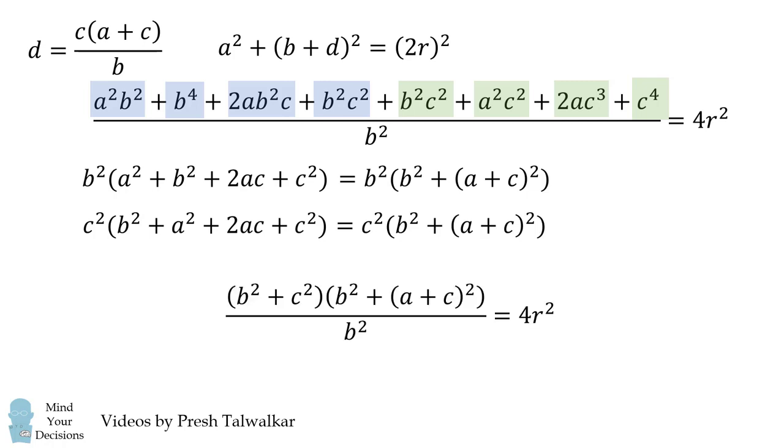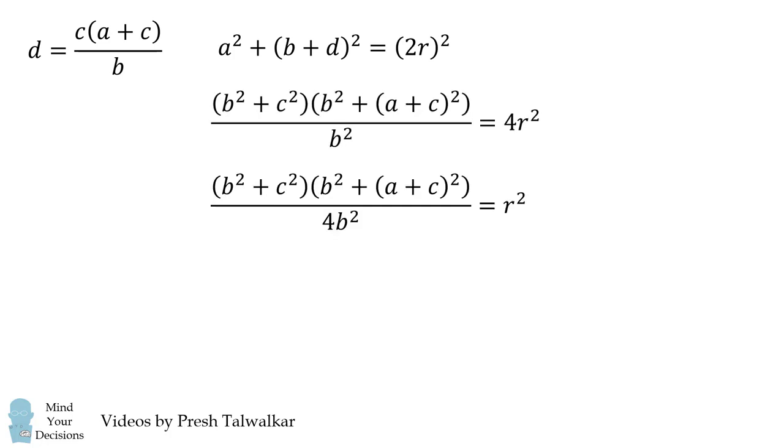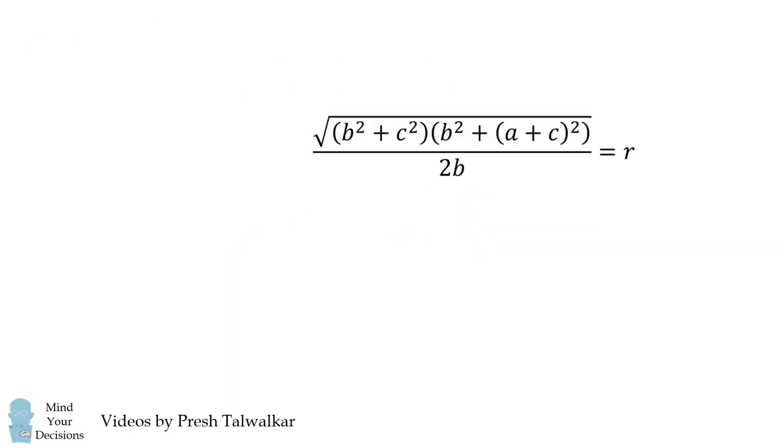We substitute those in. Now we're going to divide both sides by 4. Then we're going to take the positive square root because we want a positive radius. We thus get the formula for the radius. So how does this help us?